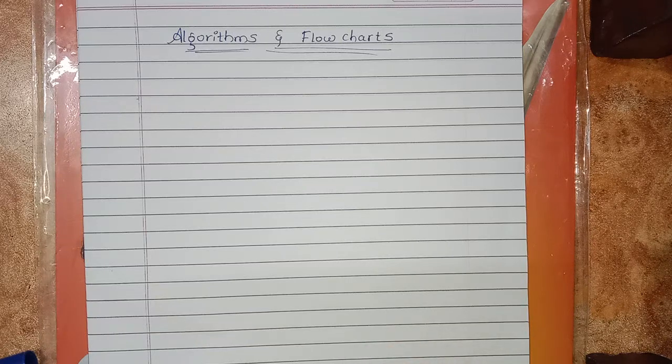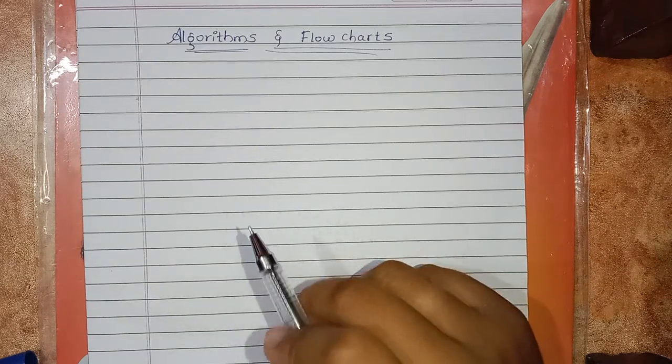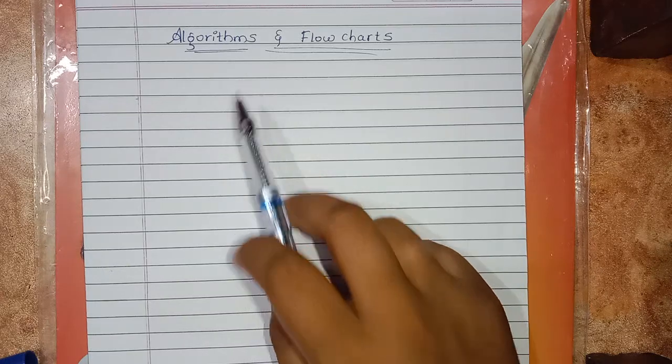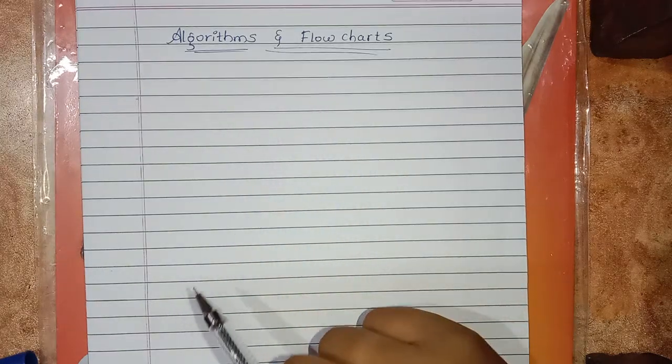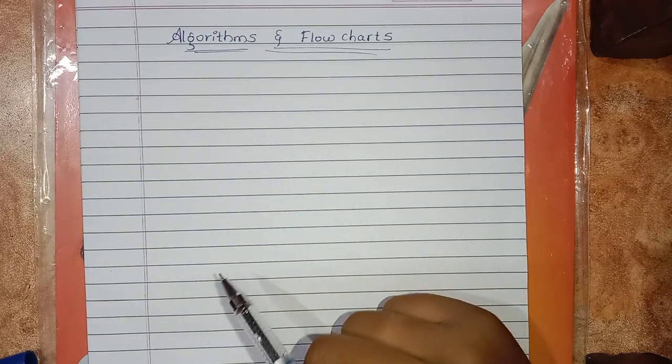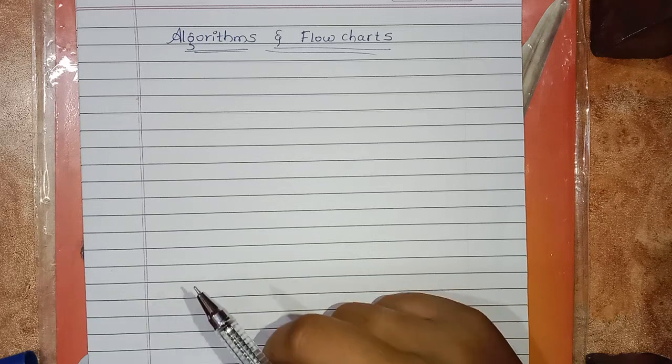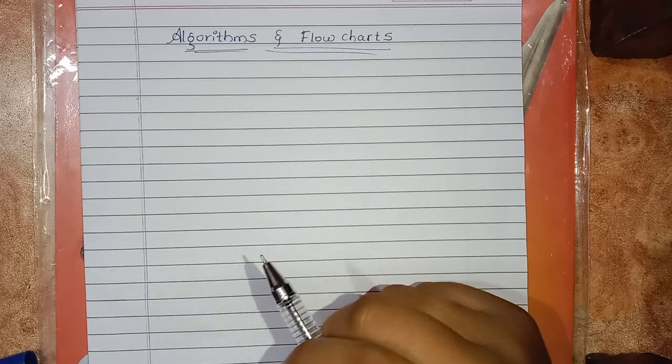The programming language is required to write a program. There are so many programming languages, and for every language the basic things should be known, like algorithms, flowcharts, constants, variables, identifiers, like that. What all the basic concepts are there, that we should know.